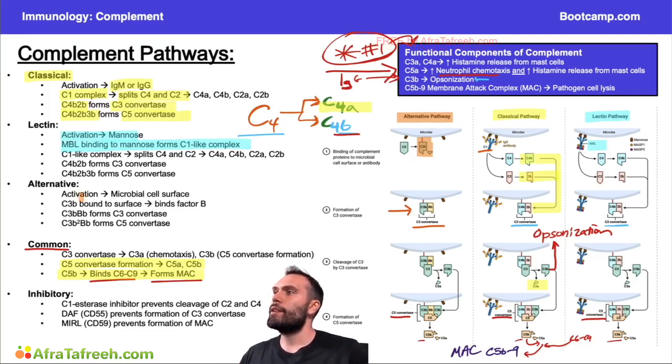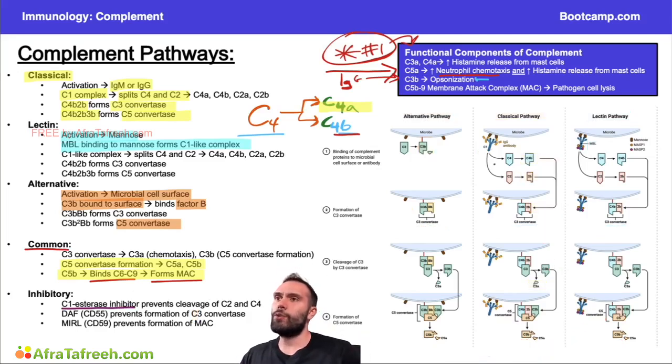Alternative pathway, the difference is we're activating on the microbial cell surface with C3b bound to the surface. It's going to bind this factor B, and then we're going to form a C3 convertase, eventually forming a C5 convertase once we cleave C3b and add that to our structure. Okay, and so again, we get to the common pathway. It's the same thing. They're all going to end in this membrane attack complex formation. They all eventually get to that step. They just start a little bit differently.